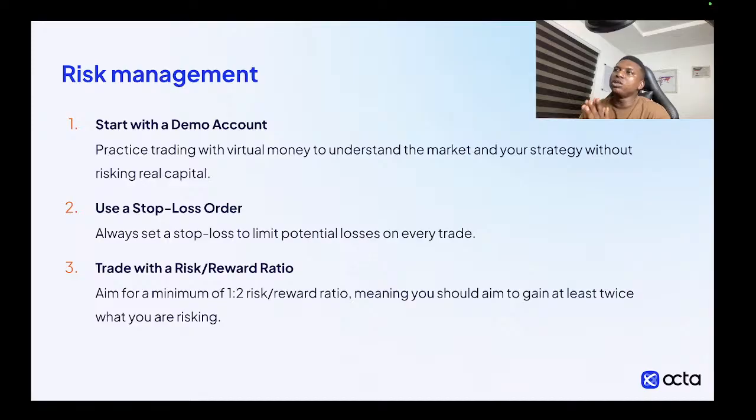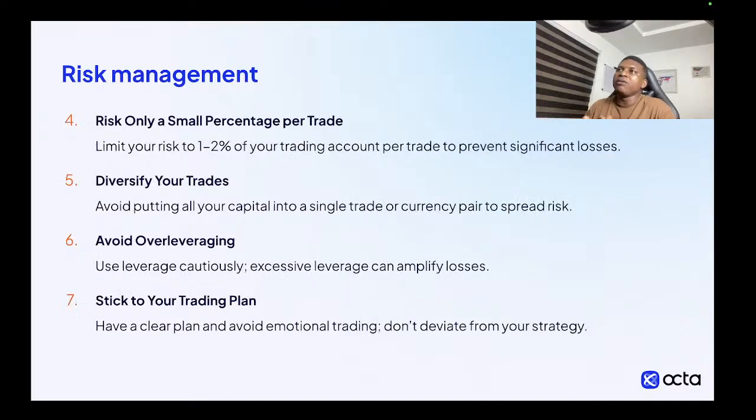3, trade with a potential risk to reward ratio in mind. So you need to aim for a minimum of 1:2 risk to reward ratio, meaning you should aim to gain twice what you are willing to risk. All right. Then 4, risk only a small percentage per trade. Limit your risk to 1 to 2% of your trading capital per trade to prevent significant losses.